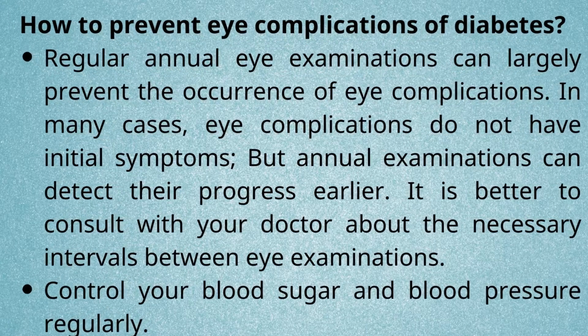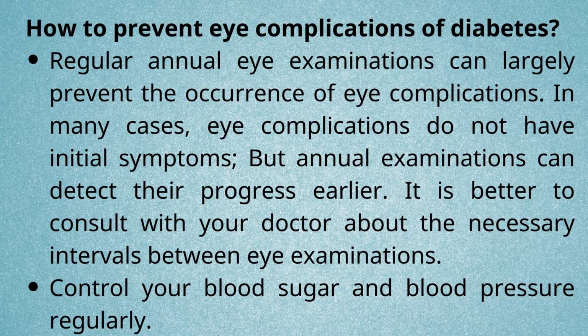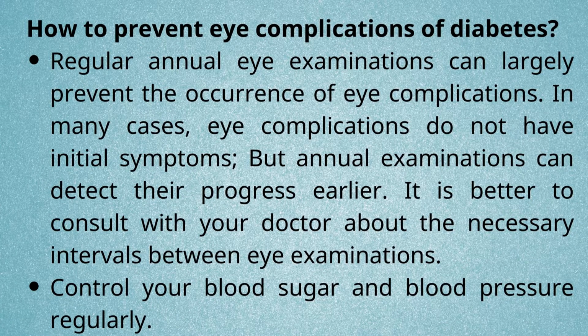Regular annual eye examinations can largely prevent the occurrence of eye complications. In many cases, eye complications do not have initial symptoms, but annual examinations can detect their progress earlier. It is better to consult with your doctor about the necessary intervals between eye examinations. Control your blood sugar and blood pressure regularly.